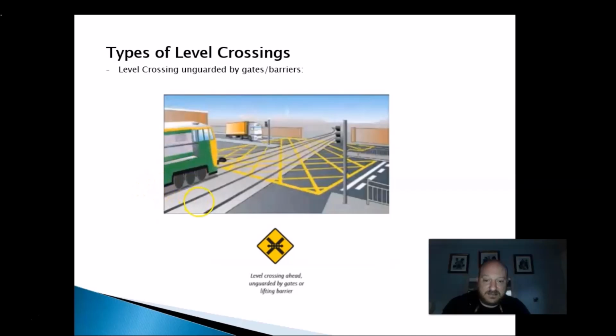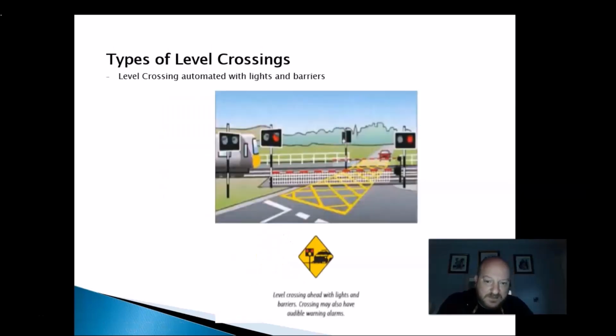This is a very dodgy one. As you can see here, it's a rail track with a big cross going through it. So it's saying this is protected with nothing. You need to be careful. And this is the last one. This is protected by lights and lifting barriers, but there's no lifting barriers in the sign. There's only a picture of the lights there. Okay, level crossing ahead with lights and barriers.